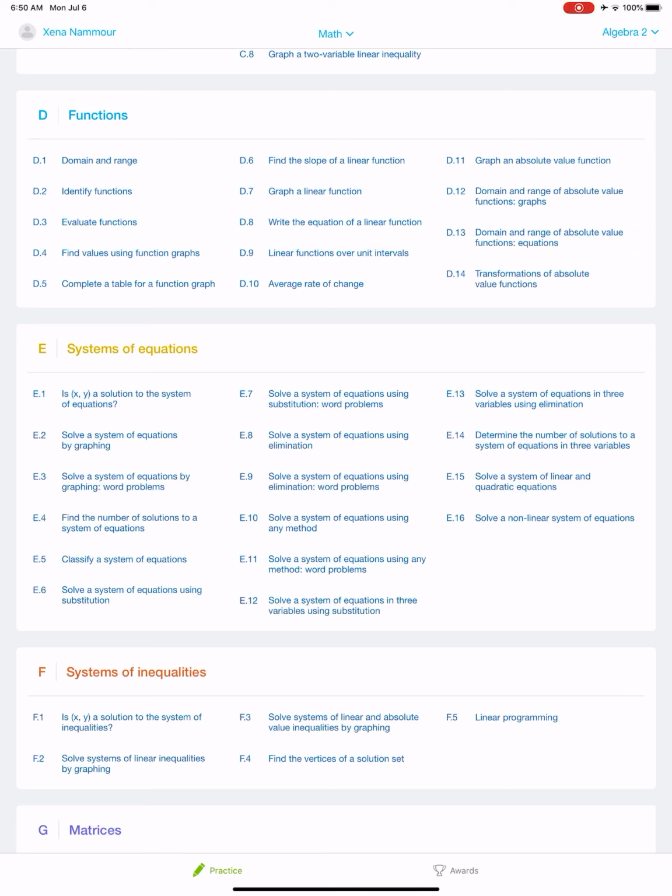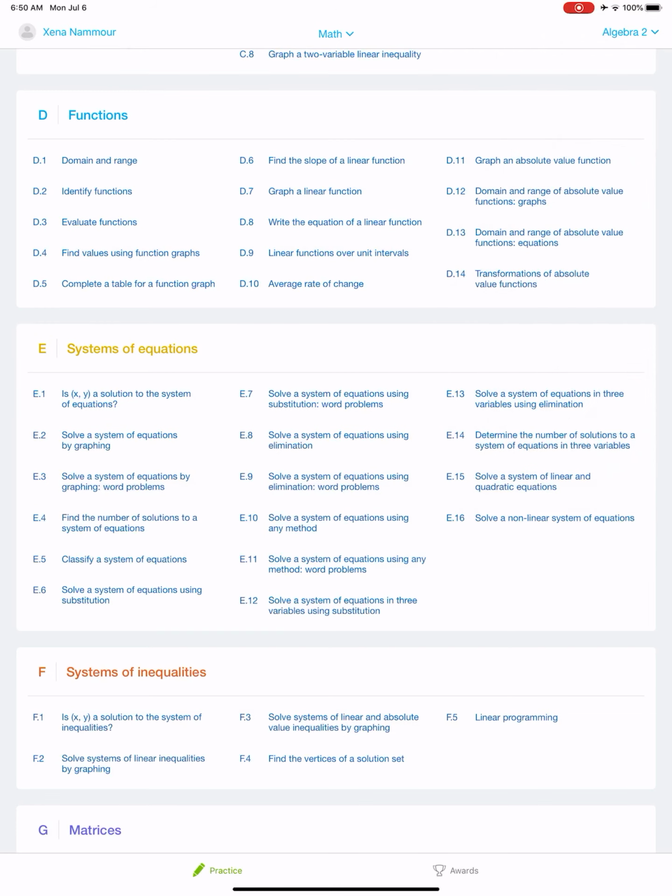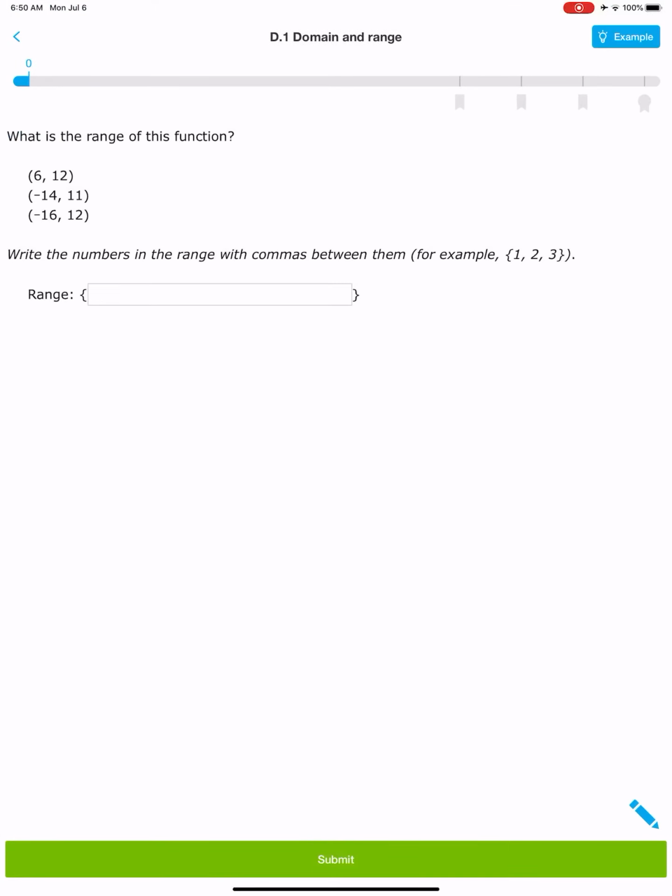When you are on IXL, just make sure that you are logged into Algebra 2. Now, I'm on my iPad, so the screen looks a little bit different. I'm going to click on D.1, which is our first assignment for today, and we are finding the range of this function.